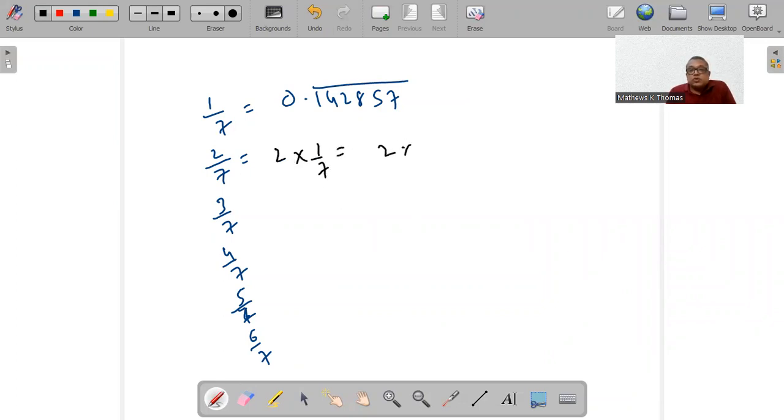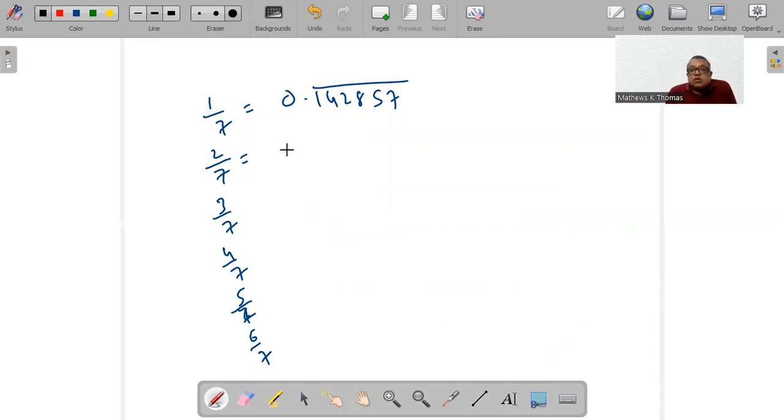So what are they doing? They are multiplying 0.142857 by 2 and getting the answer. And this they are multiplying 1 by 7 value with 3. This they are multiplying 1 by 7 with 4 and so on. But I'm going to teach you a different technique, which is actually prediction. You neither have to divide nor you have to multiply, right?